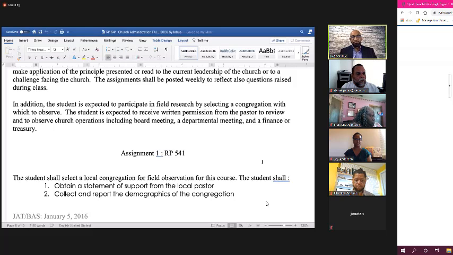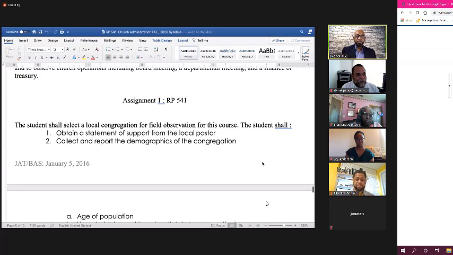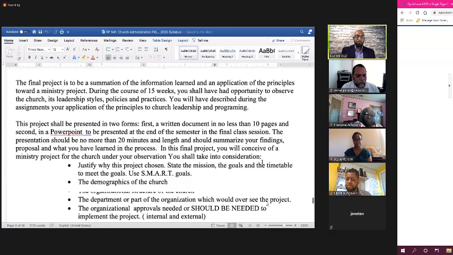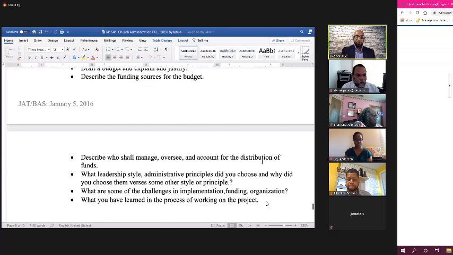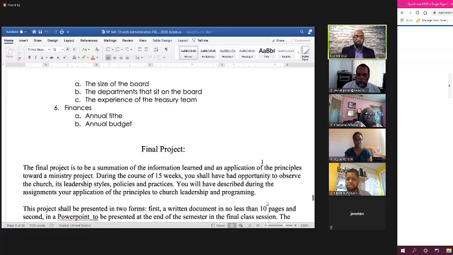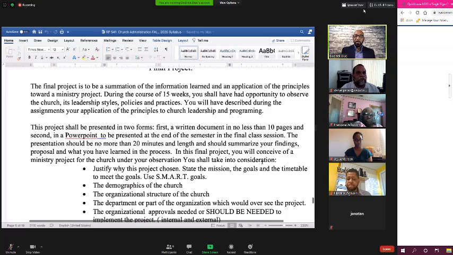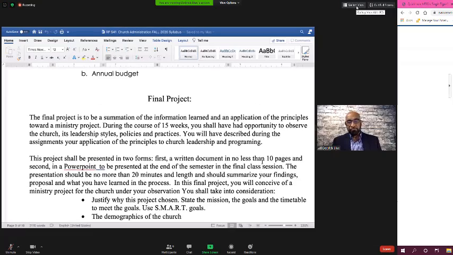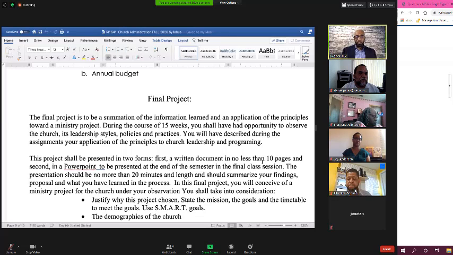So here is that first assignment. The student shall select a local congregation for field observation for this course. The student shall, number one, obtain a statement of support from the local pastor. And I believe there is an example, I'll shoot you one. You can just have him give you a note saying that he agrees to allow you to observe.